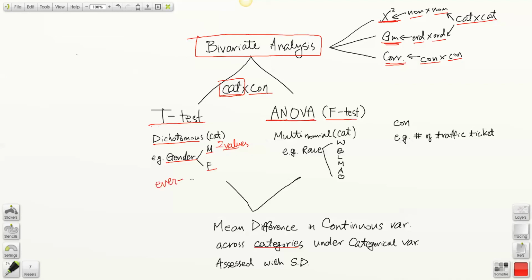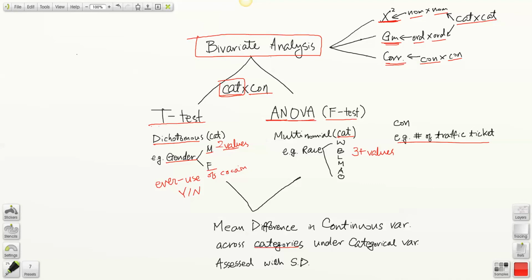Another example might be ever use of cocaine. A typical format of this variable would be, have you ever used cocaine? And then the answer should be either yes or no. So there are two values, yes and no, under this categorical variable. So ever use of cocaine is another dichotomous variable. So when you have a dichotomous categorical variable with a continuous variable such as number of traffic tickets, then you can try t-test.